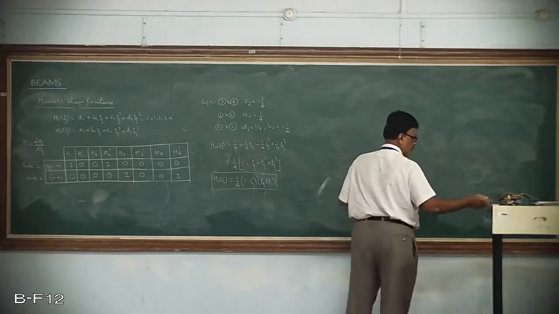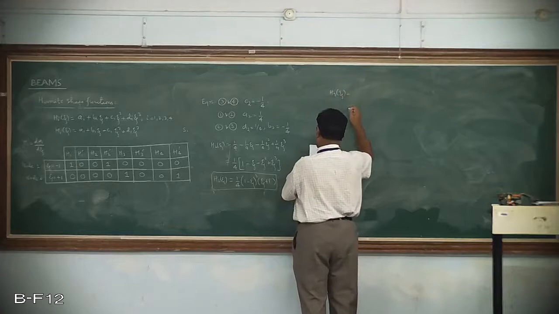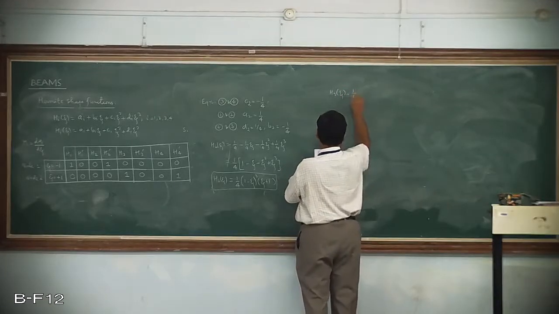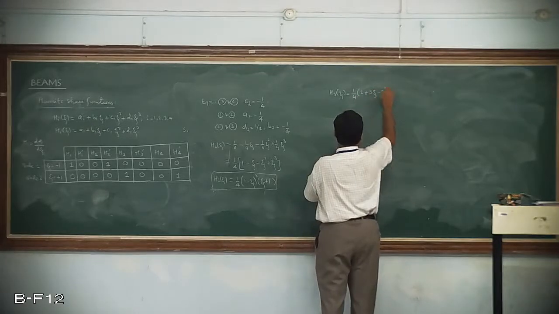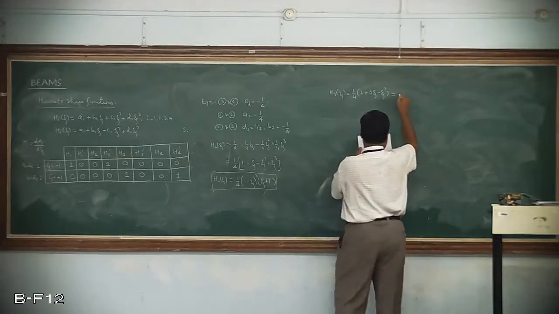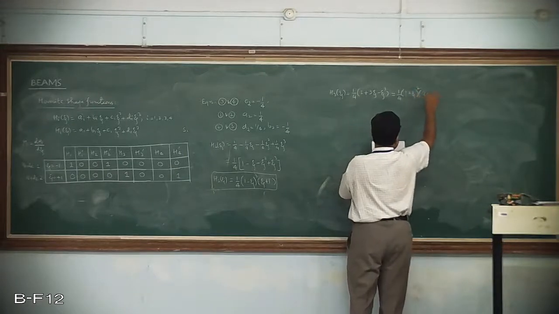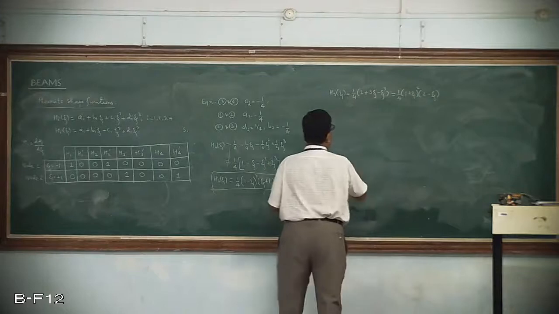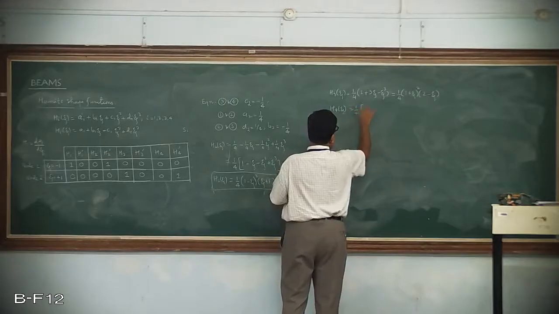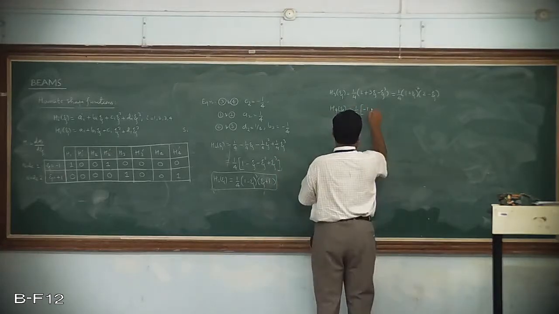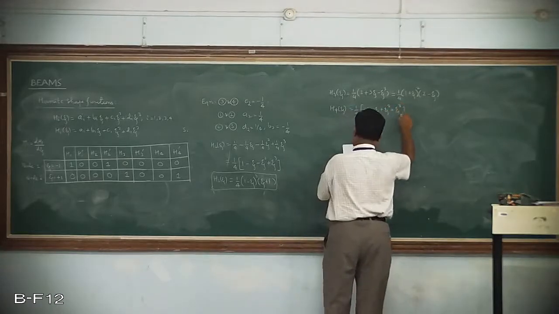For example, H3 of zeta will come as half into (2 plus 3 zeta minus zeta cube). This is also equal to 1 by 4 (1 plus zeta) whole square (2 minus zeta). You will get that. Similarly, if you want H4 of zeta, it is 1 by 4 into bracket (minus 1 minus zeta plus zeta square plus zeta cube). This is what you will get.